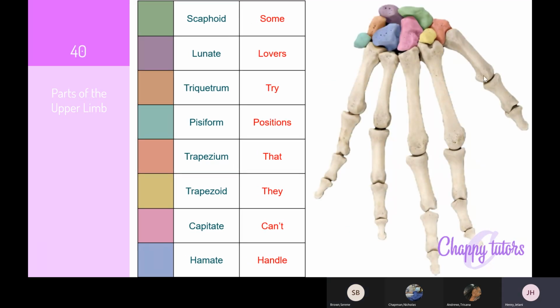All right, this is a posterior view of the hand, right? You can see the same bones, but just from the posterior view. We have here the scaphoid, here's the lunate, here's the triquetrum, here's the pisiform. Come back laterally. Here's the trapezium, here's the trapezoid, here's the capitate, and here's the hamate, right?